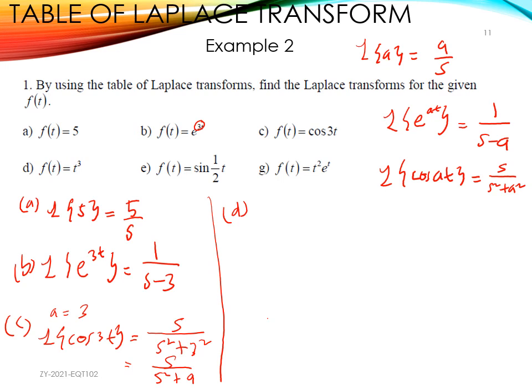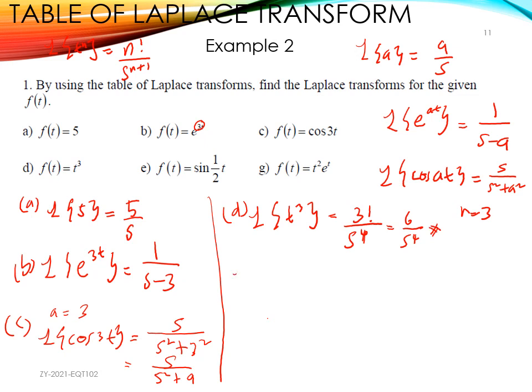For d, this is t power n. How do we get Laplace of t power n? Right here, Laplace of t power n will be n factorial divided by s power n plus 1. So Laplace of t power 3 equals what? n equals 3, so it will be 3 factorial divided by s power 4, since n plus 1 is 4. 3 factorial is 1 times 2 times 3, which is 6. The factorial function is in your calculator. So the answer is 6 over s power 4.